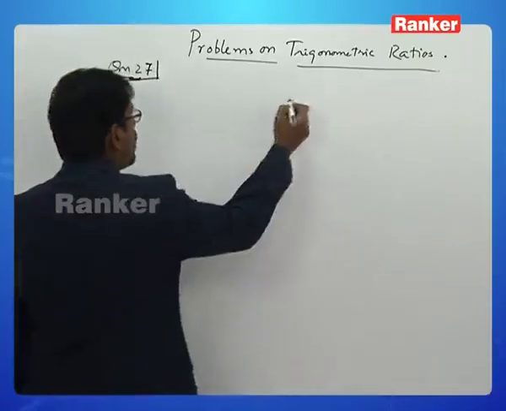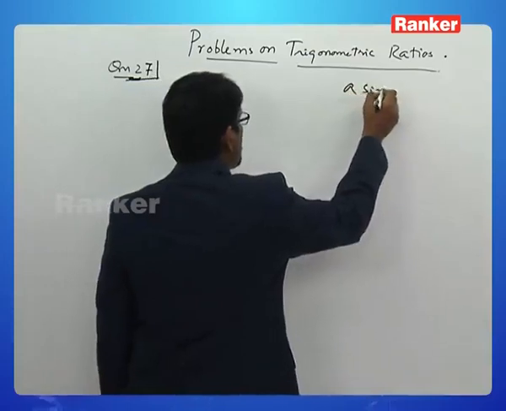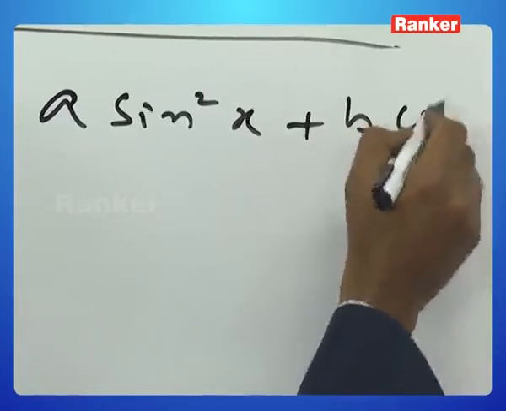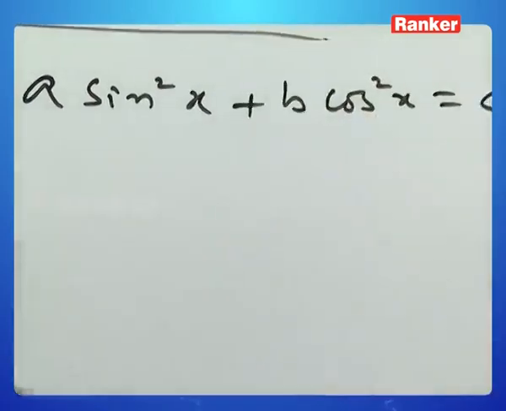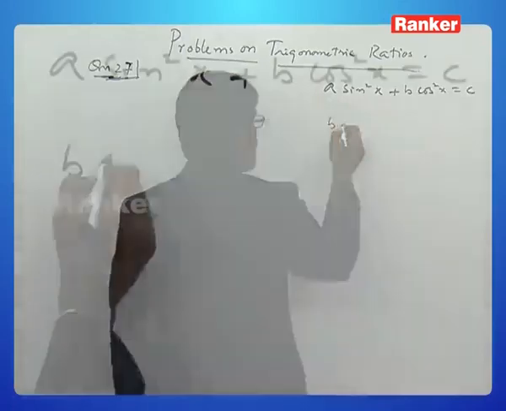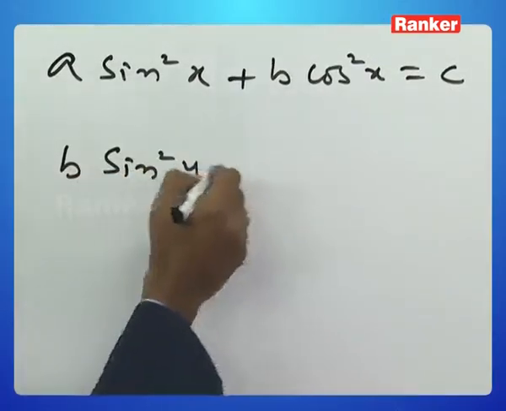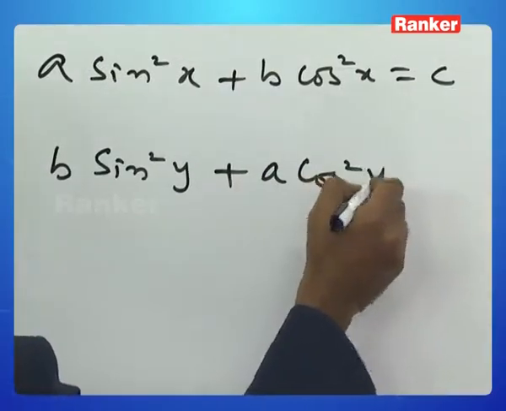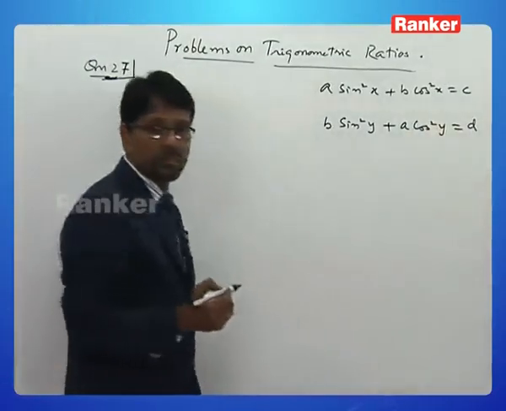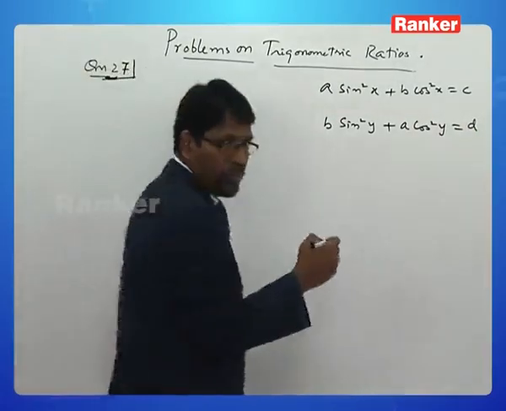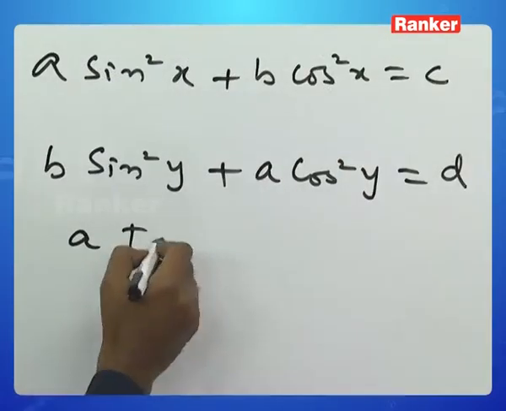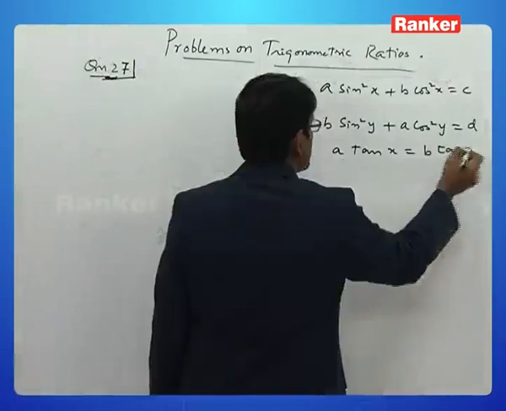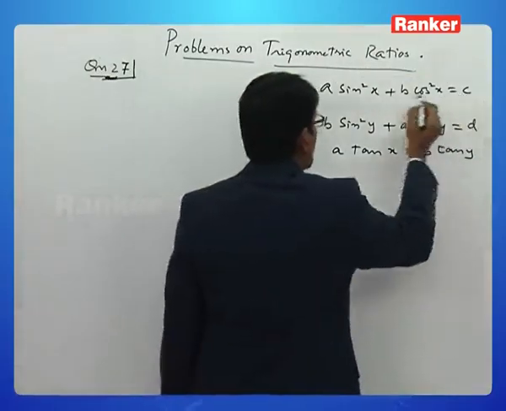Now, what are we given? a sin square x plus b cos square x is equal to c. b sin square y plus a cos square y is equal to d. And also we are given a tan x is equal to b tan y.